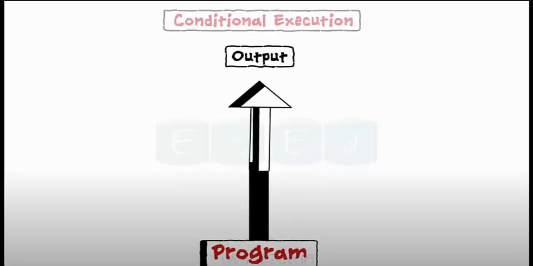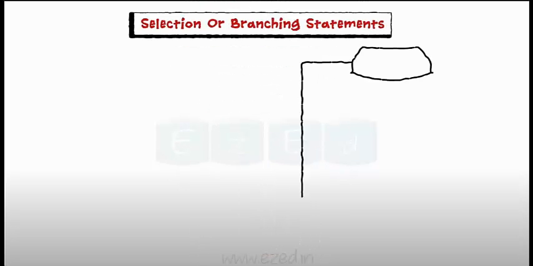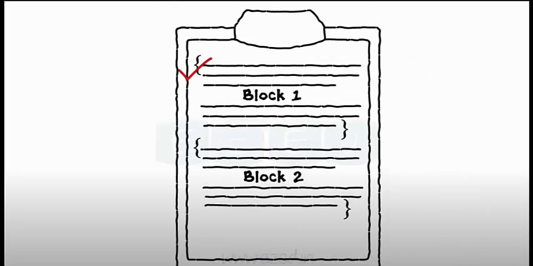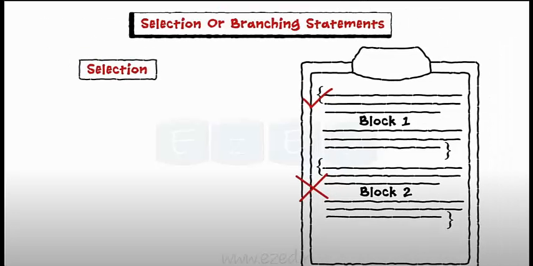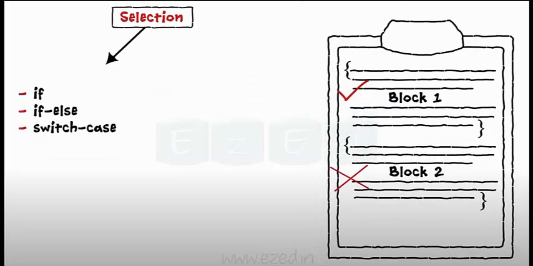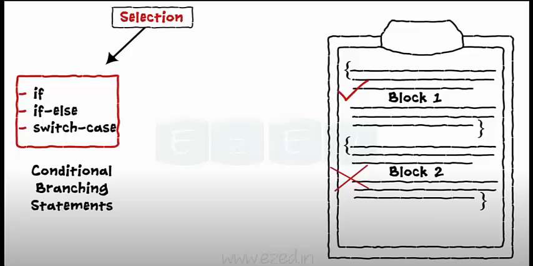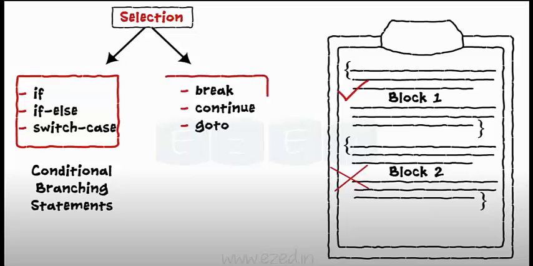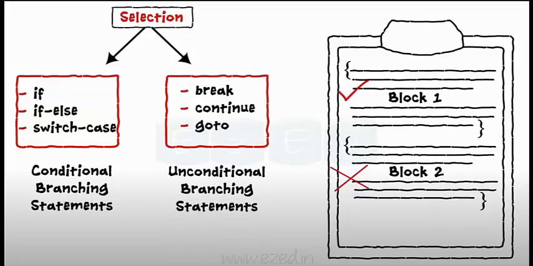This is termed as conditional execution. A conditional execution in which only one group of statements is selected over others is known as selection. A selection is made using if else, else if ladder, switch case in C. These statements are thus called conditional branching statements. There are other control structures like break, continue and goto, which are unconditional branching statements.